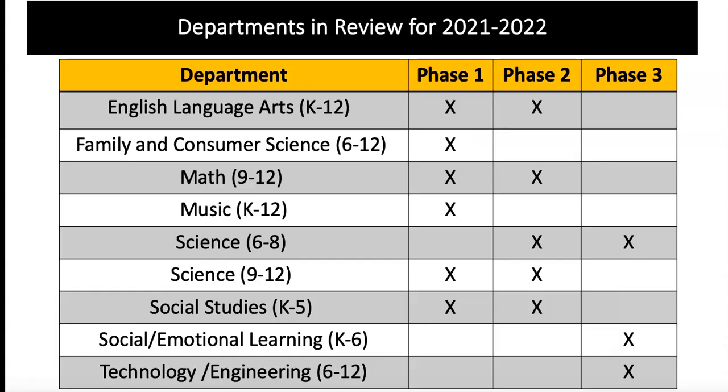For the 2021-2022 school year, the following departments are the focus of Phase 1, 2, and 3 curriculum review. Family and Consumer Science and Music will just begin Phase 1 this year. Several departments began Phase 1 or 2 just before or during the past school year. Limitations from COVID have required us to extend those reviews into the 2021-2022 school year.